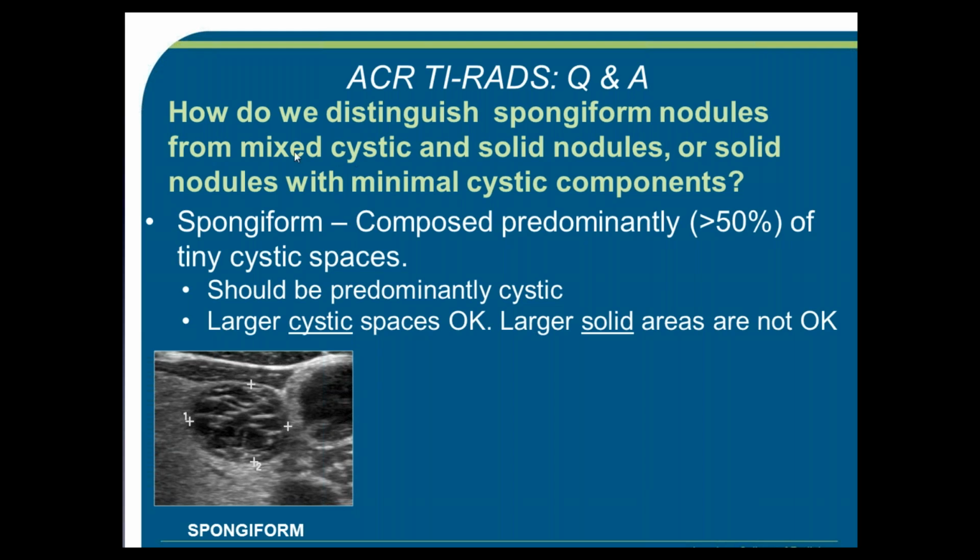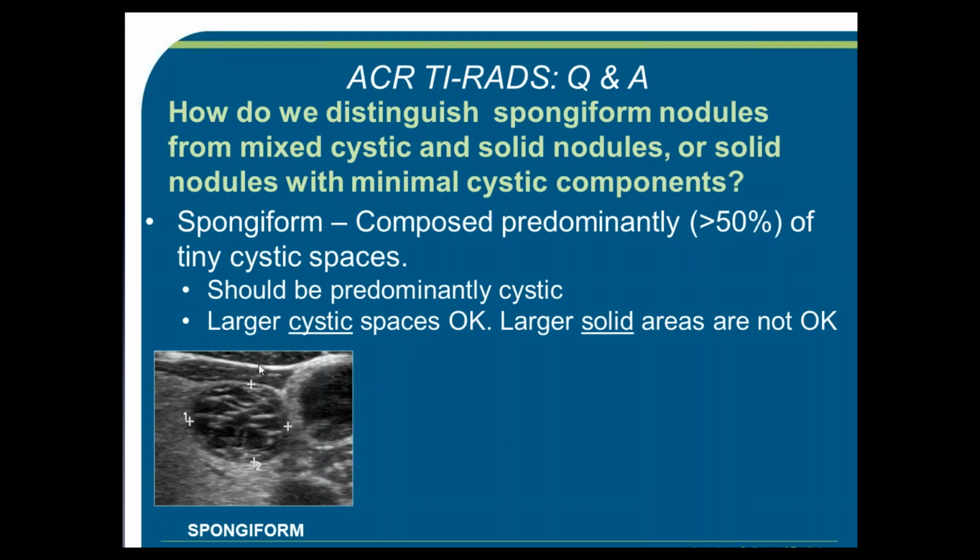The first one that I was assigned to tackle was, how do we distinguish spongiform nodules from mixed cystic and solid nodules, or solid nodules with minimal cystic components? Well, first of all, we need to go back to the definition of a spongiform nodule. They are defined as a nodule that's composed predominantly, meaning greater than 50%, of tiny cystic spaces. So they should all be predominantly cystic in composition. Now, it's okay to have larger cystic spaces within a spongiform nodule.